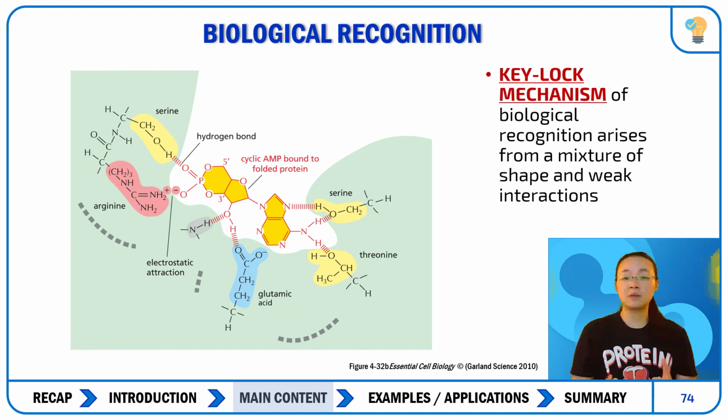And this has everything to do with biological recognition. Just like a specific key can fit into a lock, a specific ligand can fit into the specific binding site, so that a specific combination of shape and weak interactions will be present for the perfect match. So here, cyclic AMP is bound to a folded protein. It's only this type of ligand that can actually bind because it forms perfect connections and hydrogen bonds with all of the amino acid side chains that are presented at the surface of the binding site.